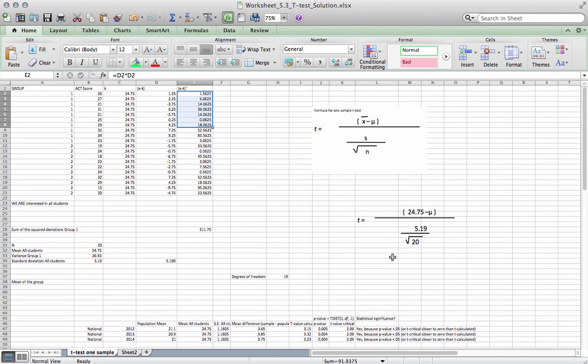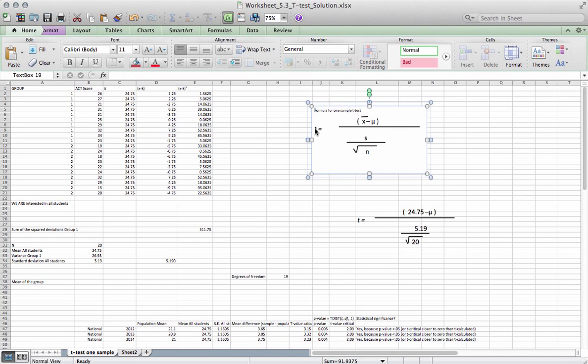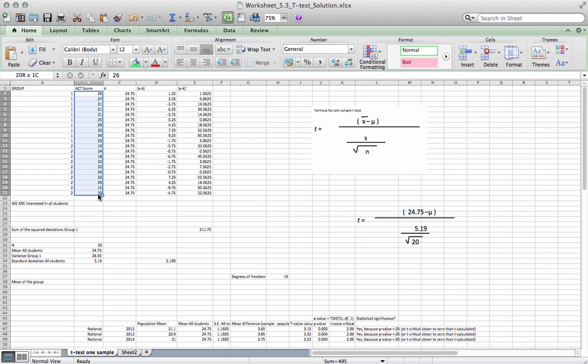For the one sample t-test, we calculate t by using x bar minus the population mean divided by the standard deviation of the sample divided by the square root of the sample size. So how do we get x bar? X bar is the average of all the scores. So we can calculate that.